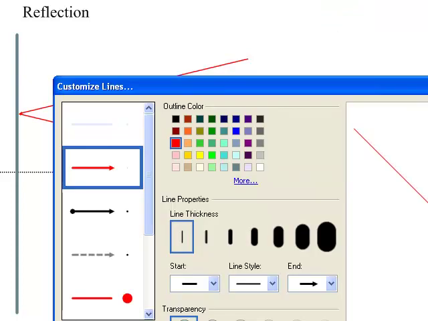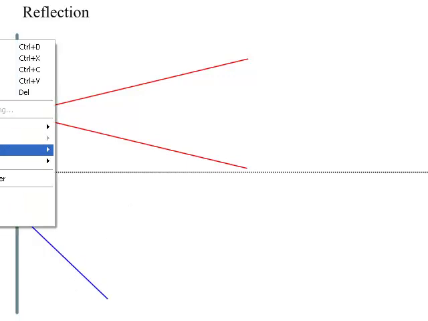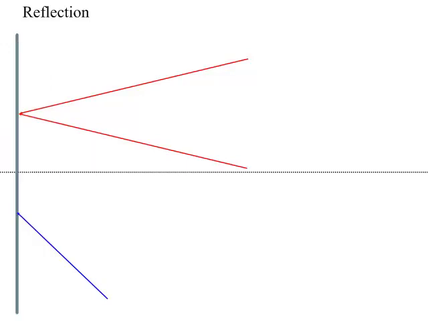Let me choose another kind of line, perhaps another color here. There we go. And perhaps have a steeper angle. There we go. And now I'm going to do the same thing. And there again, you have it going out. So coming in, going out, same angle, coming in, going out, same angle.